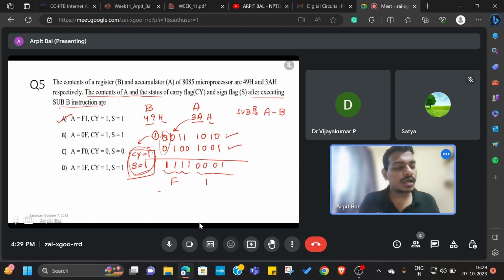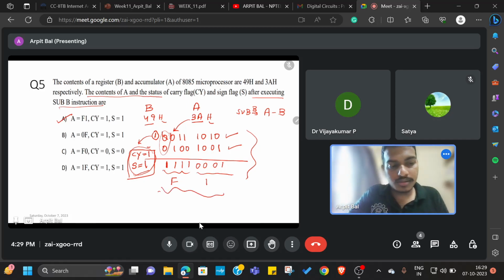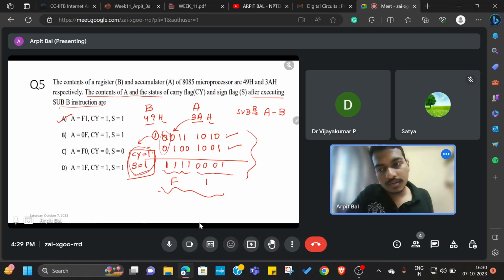Next question was related to the contents of the accumulator. This is a subtraction operation in which A minus B is performed and the result is stored in the accumulator. From the operation that we have done here, we can observe that F1 is the result stored in the accumulator, and because the obtained result is negative, the sign flag becomes 1, and because we have a carry out here, the carry flag is 1.